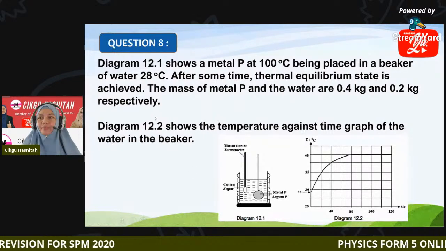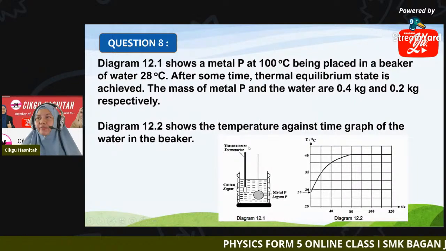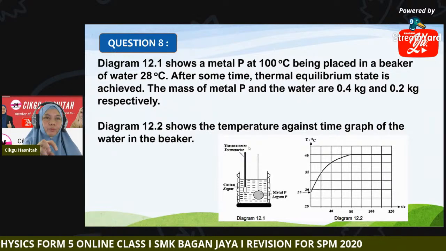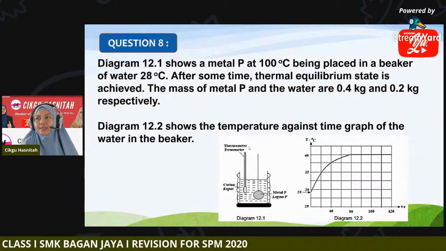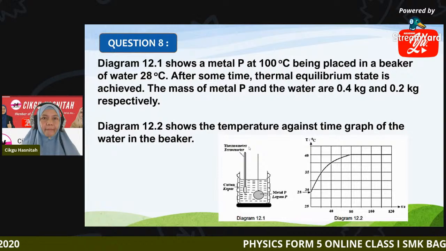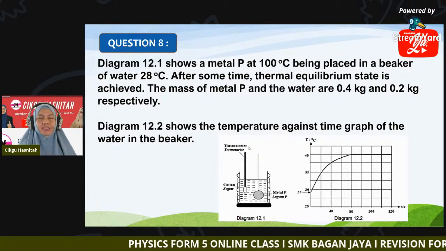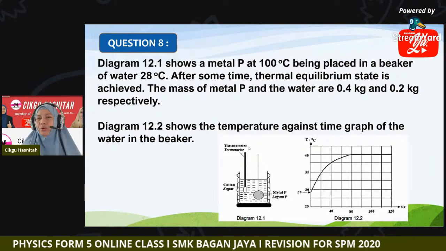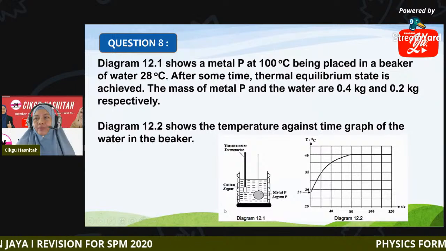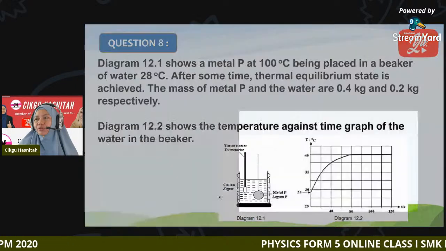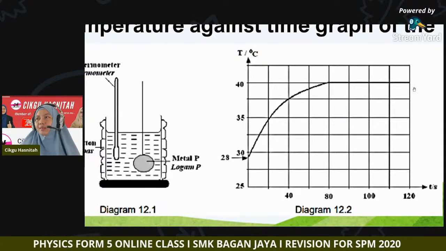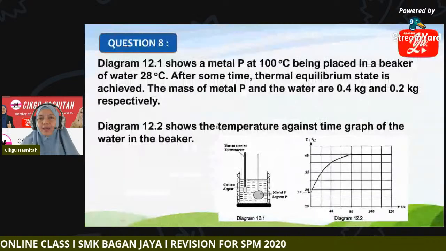We have metal P initially at 100 degrees Celsius being placed in a beaker. So we immerse P in water of 28 degrees Celsius. After some time, thermal equilibrium state is achieved. Mass of metal P and water are given as 0.4 and 0.2 kilogram respectively. All right. Diagram 12.2 shows us the temperature against time graph of these two substances. So what is the question that follows?